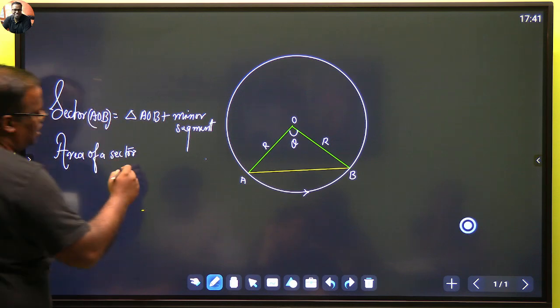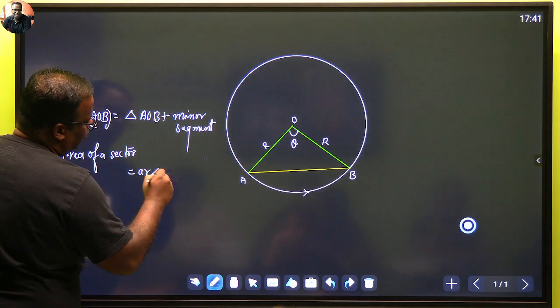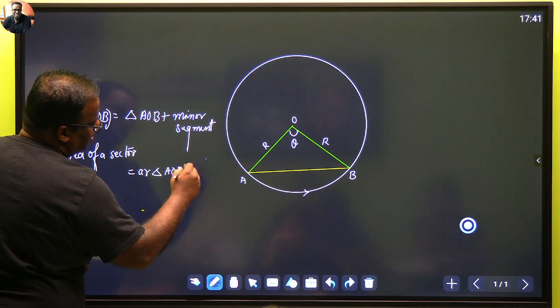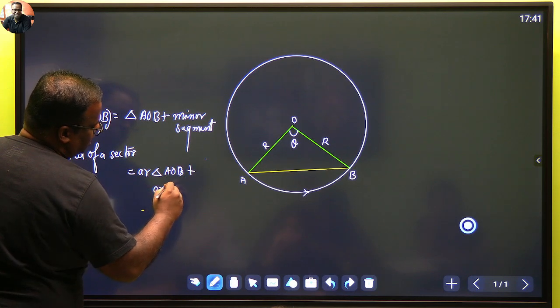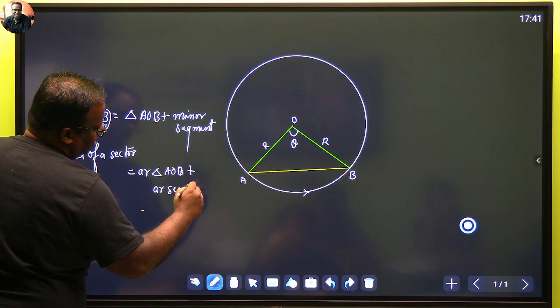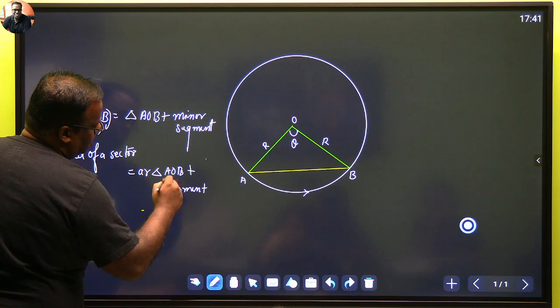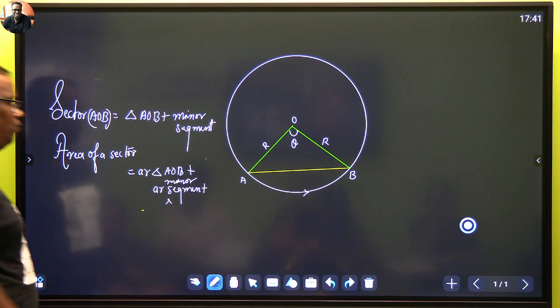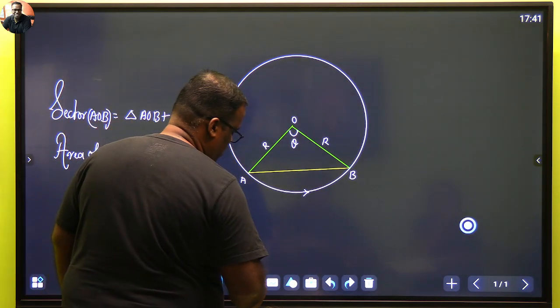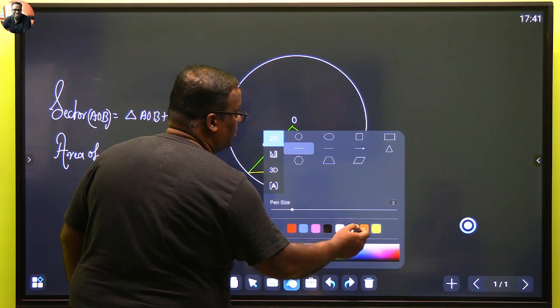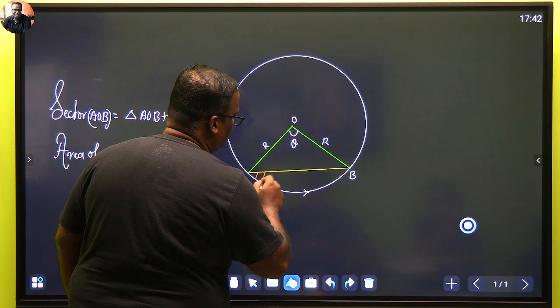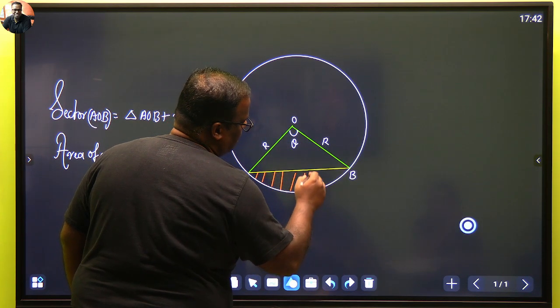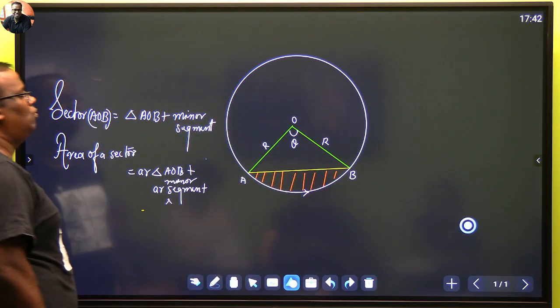Obviously, as per this statement, the area of the sector should be the area of triangle AOB plus the area of the minor segment. Yes or no, children? There is no formula available with us which helps us compute the area of a segment. We cannot find the area of a segment. We have got no formulas for it.